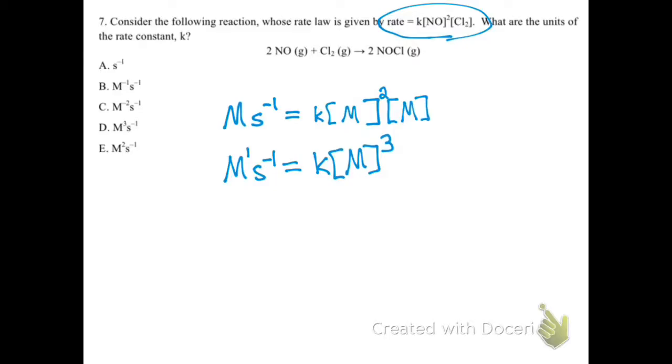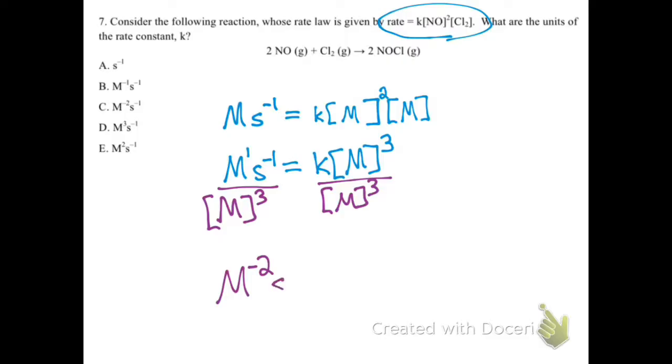So now, in order to solve for k and figure out the units, we'll divide both sides by molarity cubed. When we do, molarity to the first divided by molarity cubed is going to be molarity to the 1 minus 3, just using the rules of powers for dividing. So we end up getting molarity to the negative 2, and then seconds to the negative 1. That's still consistent. And there we have our units.